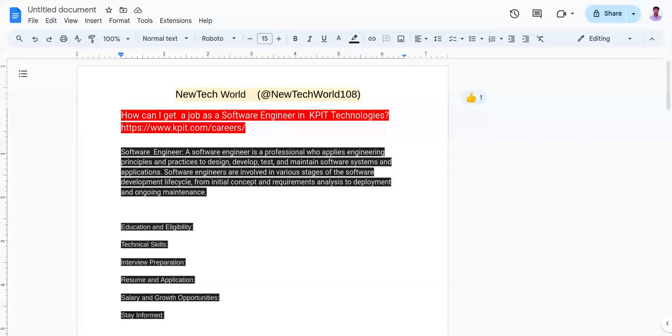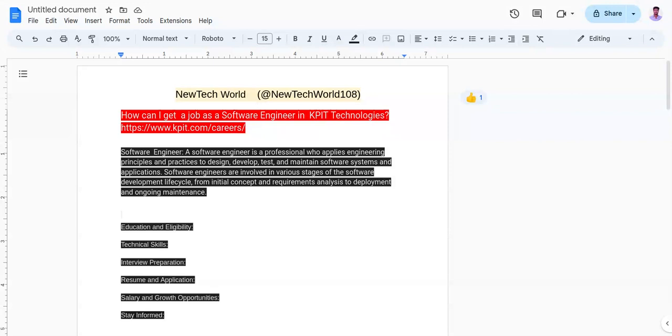Talking about the applications, KPIT offers various entry-level positions for freshers such as graduate engineer trainee, basically software engineer trainee. You can apply for these positions through KPIT's official website or job portals like LinkedIn, Naukri, or Indeed. I have already mentioned the KPIT job portal in the description box also, so you can reach there and search for jobs as per your skills and experiences. Keep an eye out for campus placement drives and off-campus hiring events organized by KPIT.